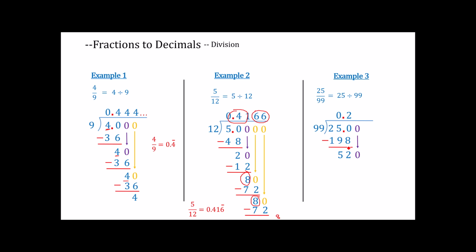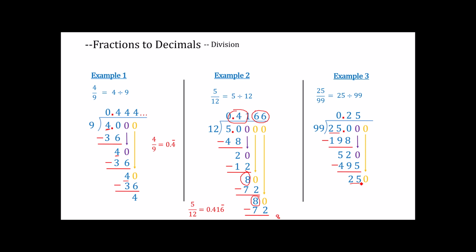Add a 0, bring it down. 99 goes into 520 how many times? Well, 100 would go into 520 5 times. Let's try that. 5 times 99 is 495. You're left with 25. Hey, that's what we started with. Let's see what happens if we go again.